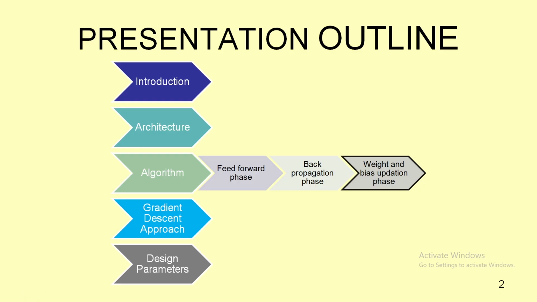So let me go into the presentation. This presentation starts with an introduction to the neural network model, its architecture as well as the algorithm. That is the main focus of this presentation. The algorithm is divided into three phases: feed forward phase, back propagation phase and weight and bias updation phase. Overall this algorithm is viewed as a gradient descent approach. Finally this presentation concludes with the various design parameters of this neural network model. Let me go into the presentation one by one.